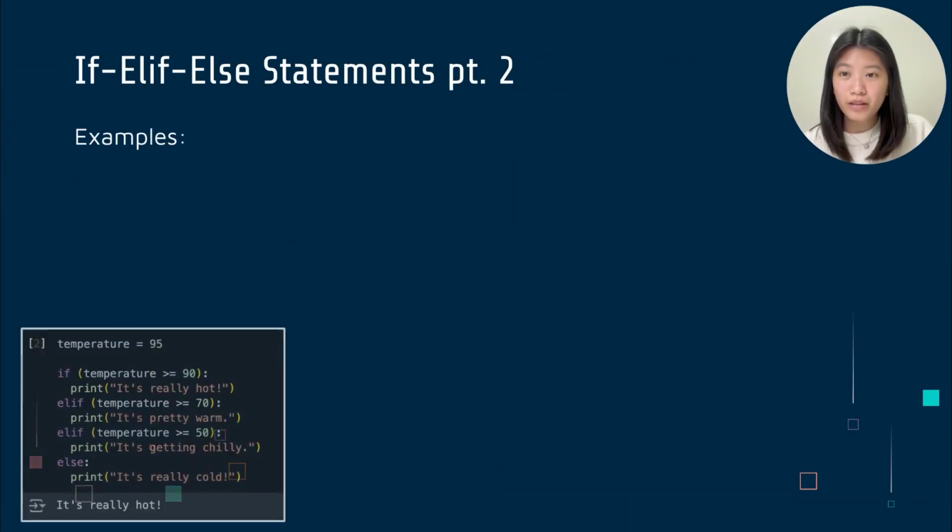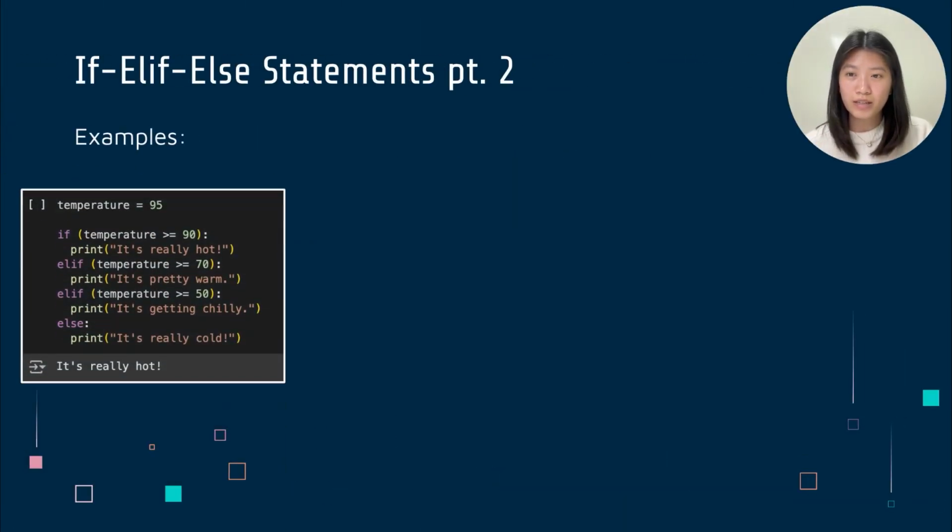So as an example, let's look at this if, elif, else statement, and then we'll talk about what it'll output. First I have if temperature is greater than or equal to 90, it'll print it's really hot. Else if temperature is greater than or equal to 70, it'll print it's pretty warm. Else if temperature is greater than or equal to 50, it'll print it's getting chilly. And lastly, if none of the above statements are true, it'll just print it's really cold.